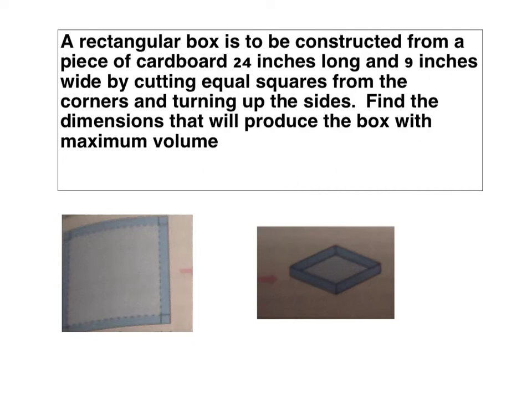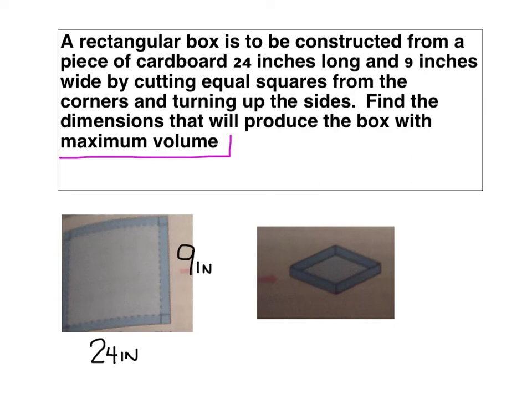I know these pictures aren't super clear, but I tried to get a snapshot for you. So basically, hopefully you can picture that this side is 24 inches and this side is 9 inches. And if you take your scissors and cut the corners out here, you can fold it up and it will make an open box top. It says find the dimensions that will produce the box with maximum volume.